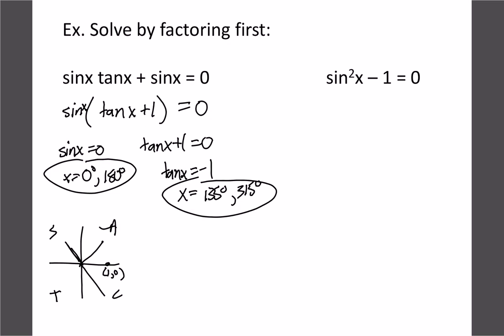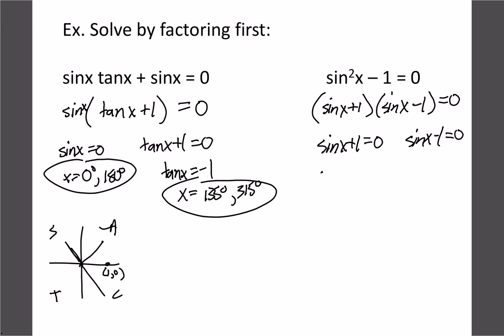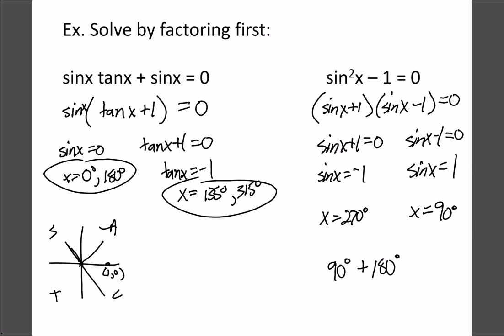This next question, you could maybe just move the 1 over and square root both sides, which will work. But let's also try it by factoring. If we do a difference of squares factoring, we'd have (sine x plus 1)(sine x minus 1). Now our two factors would be our two equations to solve, so sine x plus 1 and sine x minus 1 both equal to 0. Rearranging, we'd have negative 1 and positive 1. We know sine x is negative 1 at 270, and positive 1 at 90. And that's it. Once again, we could do this in general notation, and we could say things like 90 plus 180n.